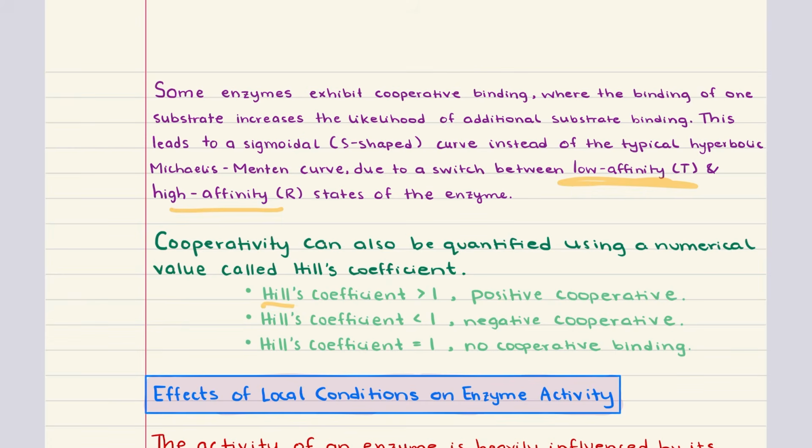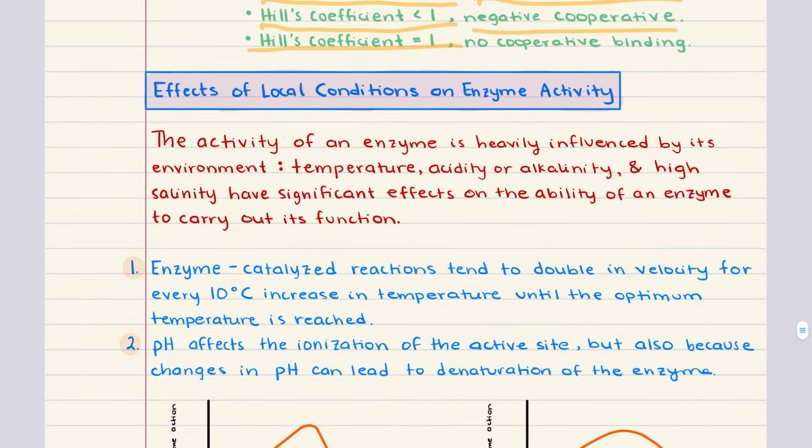If the Hill coefficient is greater than 1, then the enzyme shows positive cooperativity. So binding one substrate makes others bind more easily. If the Hill coefficient is less than 1, that's negative cooperativity, meaning binding one substrate actually makes further binding harder. And if the Hill coefficient is equal to 1, then there's no cooperativity, and the enzyme follows traditional Michaelis-Menten kinetics. With that, we can now move into the next objective.